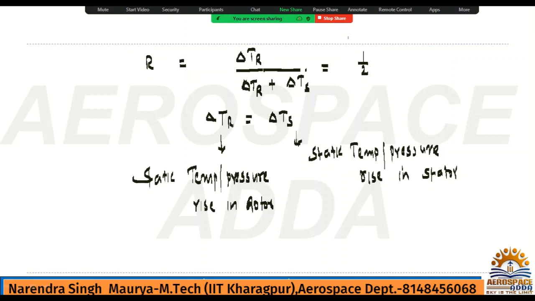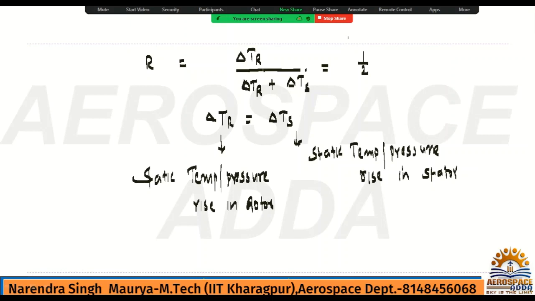Now you understood this whole concept, why we are keeping 50% degree of reaction for most machines. If we are not exactly keeping 50%, we are keeping degree of reaction nearby 50%. So both rotor and stator will be equally burdened. Equally burdened means both are doing the same work. Delta TR and delta TS mean temperature rise in rotor and temperature rise in stator. If both are same, that means both are doing the same work.